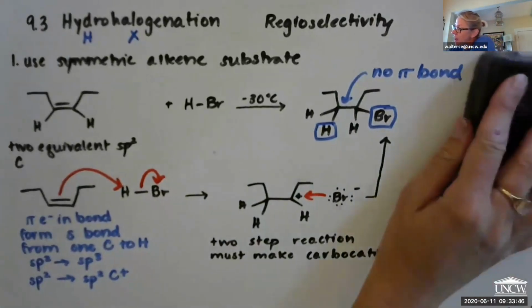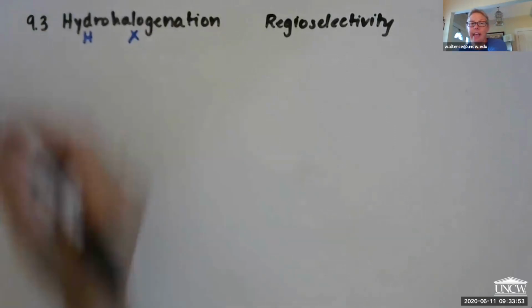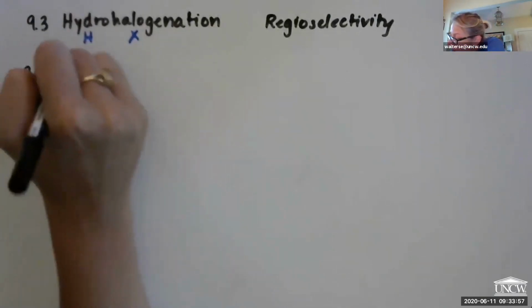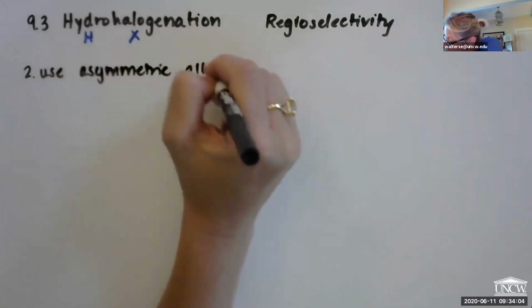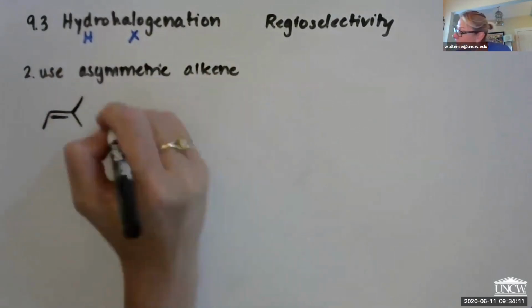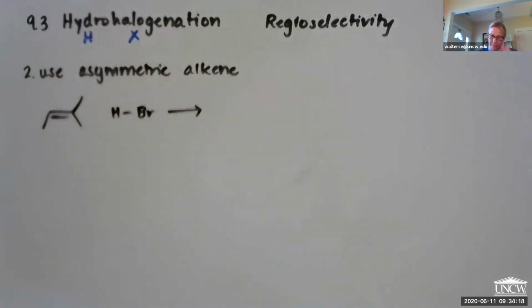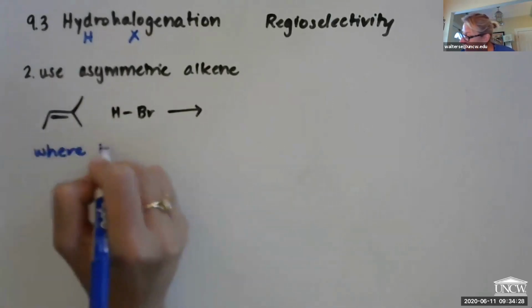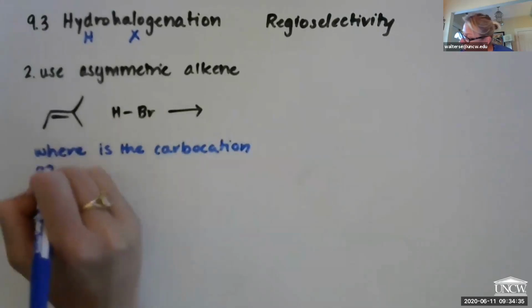So if we now do the same reaction, but we use an asymmetric alkene. And we're still going to use HBr. Now what we have to do is we have to say, okay, where is the carbocation going to be?